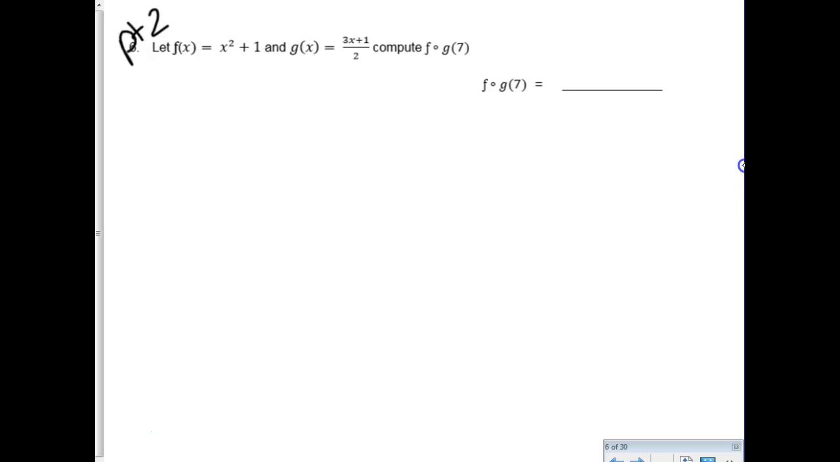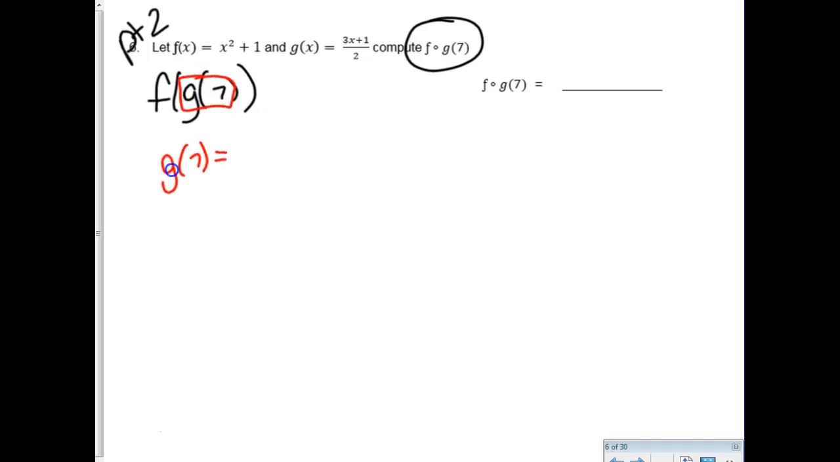All right, this also is on part 2. I want you to compute a composition question of f of g of 7. If you don't like that notation, you can change it for this notation. But the point is, you got to start on the inside. So find g of 7 first, which would be 3 times 7 plus 1 over 2. Now, you guys know to use parentheses if you're typing that in your calculator in one step. And this is a 22 over 2, better known as 11. And then, if this is really an 11, now it says find f of 11.